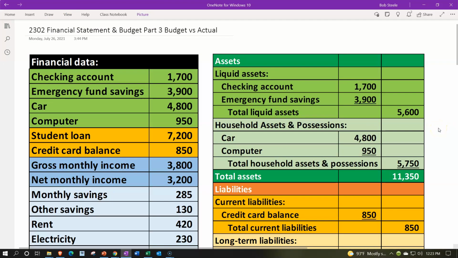Last time, we've been focusing in on creating our financial statements from the data on the left-hand side. That includes our balance sheet and income statement. Now we're going to use that information in order to look at our budget versus actual calculation from our data.